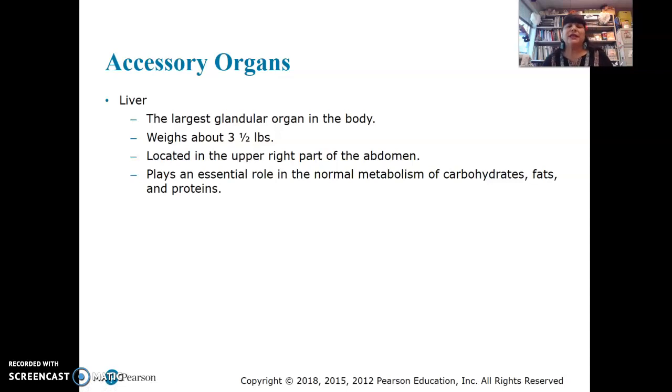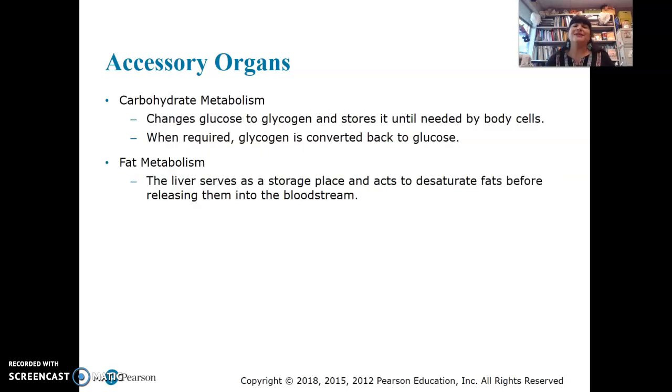Liver, largest glandular organ, okay, in the upper right part of the abdomen. Okay, the liver does a lot for you. You couldn't survive without your liver. So it's involved with fat metabolism, breaking down fats, carbohydrate metabolism, glucose to glycogen, and glycogen is a polysaccharide. It's a storage form of sugar.